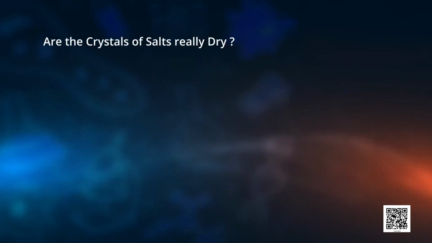So, my dear young scientists, when we said that the washing soda that we use at home for washing is Na2CO3.10H2O, and the 10H2O are the molecules of water of crystallization. At home, when you see the washing soda, is it wet or is it dry? Sure, you must be saying that it is dry. Are the crystals of salt really dry? Where is this water? Let us do some activity and check this out.